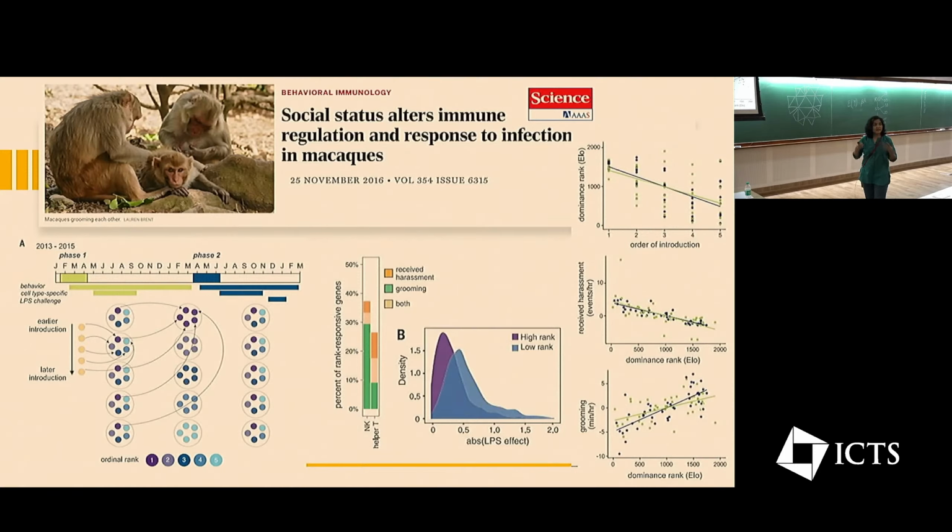activation of many immune regulation related genes, which got activated in a rank sensitive manner, mediated by events like the grooming that these monkeys received from each other, which was, you can see, increasing with their dominance rank, as well as the harassment that they received from higher order monkeys, higher in their rank, which you can see here as negatively correlated with the dominance rank, right?